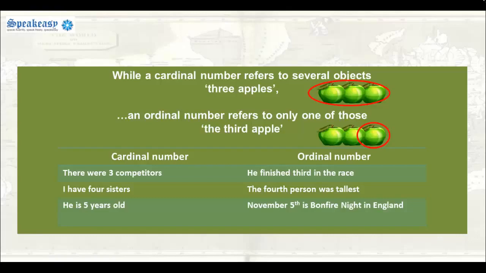Here are some more examples of how cardinal numbers are used. There were 3 competitors. I have 4 sisters. He is 5 years old. And for ordinal numbers, he finished 3rd in the race. The 4th person was tallest. November 5th is bonfire night in England.